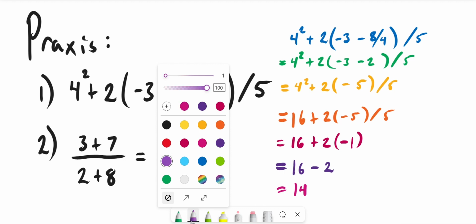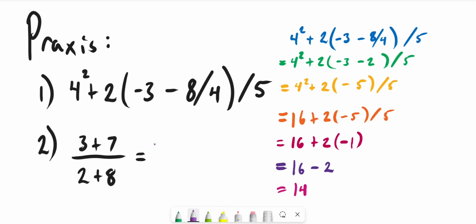This last one over here, let's do the parentheses implied first. That's 10. The bottom one's 10. You should have gotten 1.